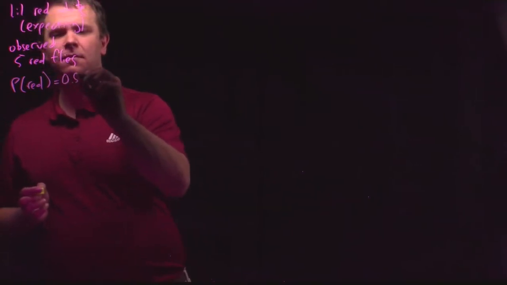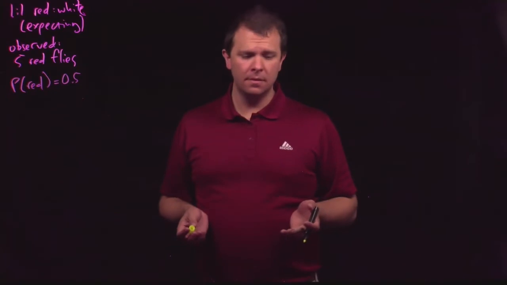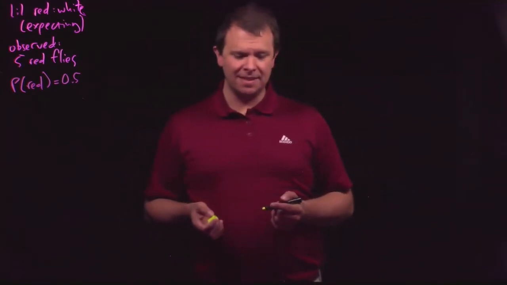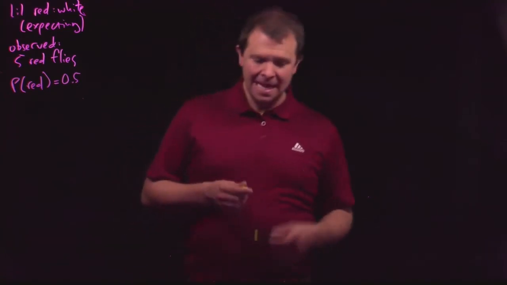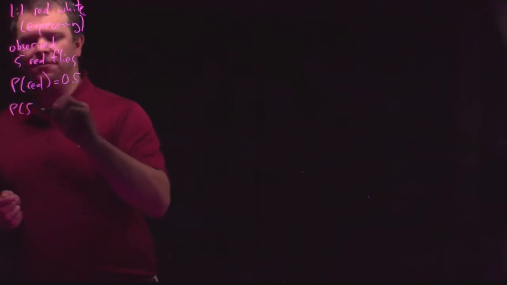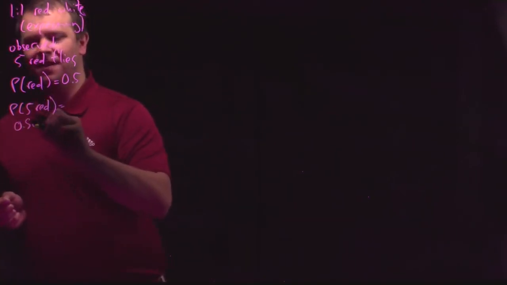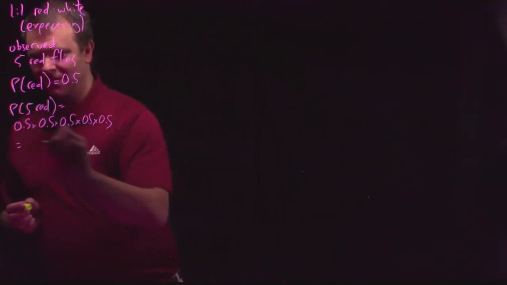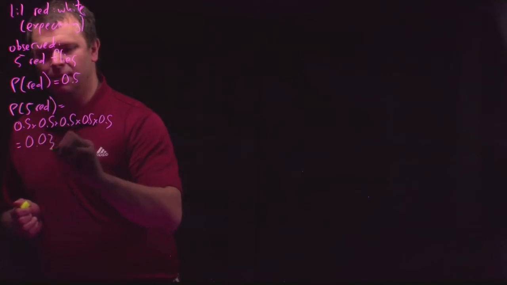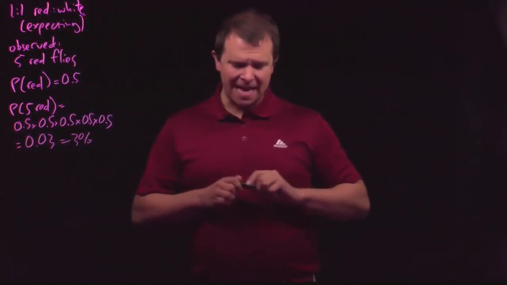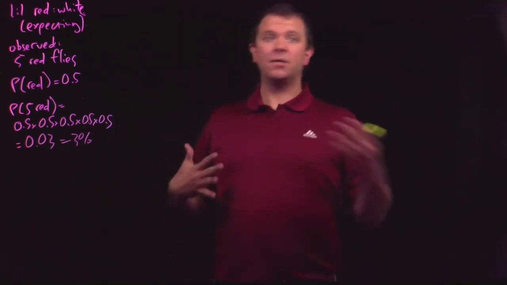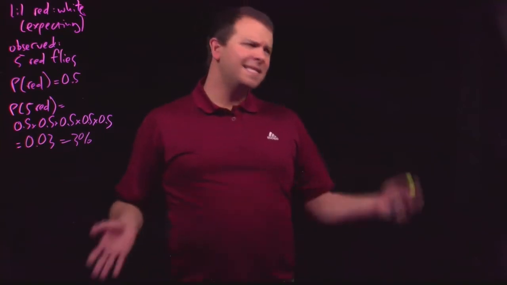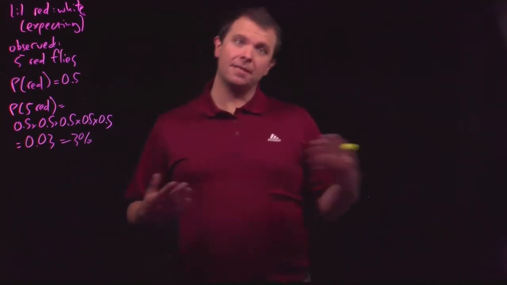eyes of 0.5. And the multiplication rule says that if these events are independent, and again we know that they are, then the probability of the intersection of those events is just the product of the probabilities of each of the events. So in this case, the probability that you see 5 red-eyed flies is 0.5 times 0.5 times 0.5 times 0.5 times 0.5, which, if you run the numbers, is about 0.03 or 3%. Even if what you're expecting is a 1-to-1 ratio of red-eyed and white-eyed flies, you'll see 5 red-eyed flies in a row once every 30 to 33 times you run this experiment, on average.